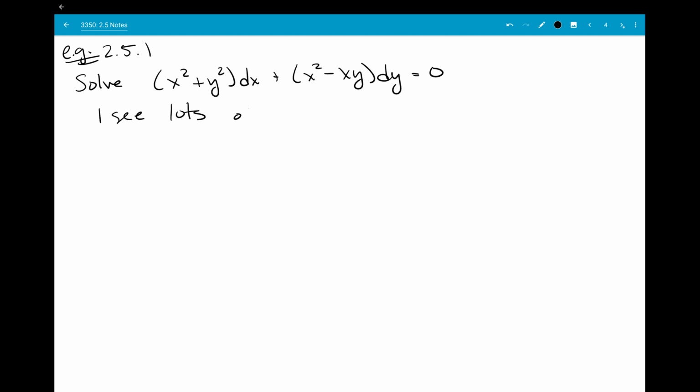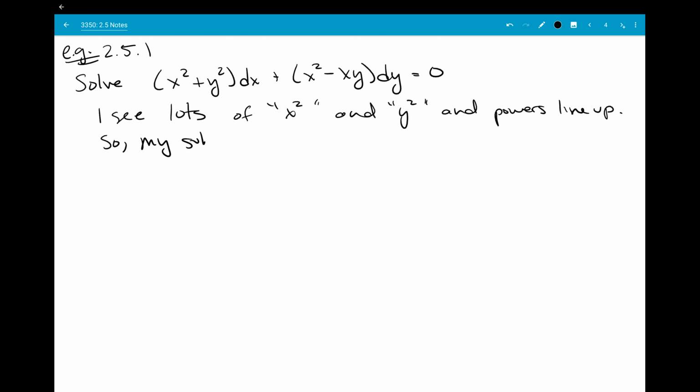And I see that there are lots of x squared and y squared. The powers are lining up here. Even this term where I don't have x squared or y squared, I have x times y, which is sort of similar to squared. So my substitution is going to be one of those proportional ones, y equals ux or x equals vy. They're the same. So I'm going to do y equals u times x.